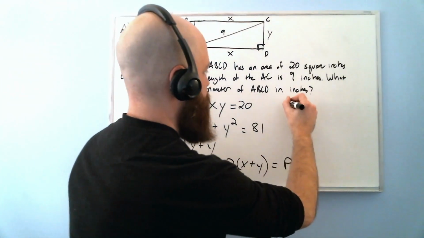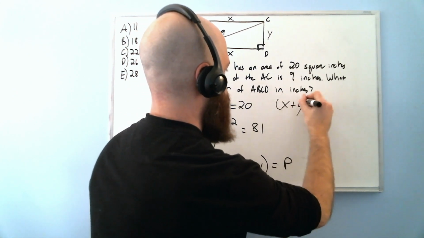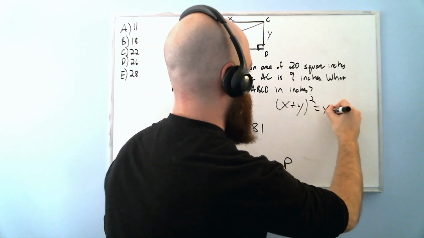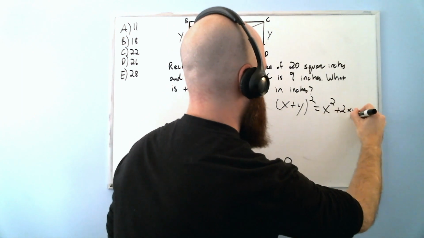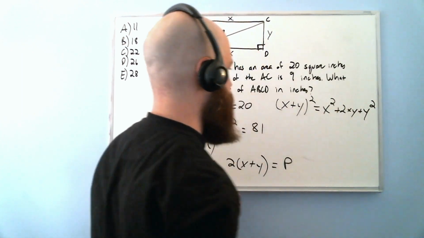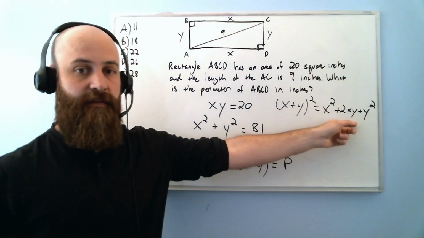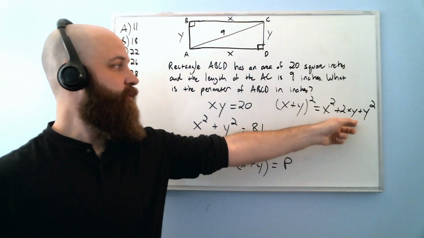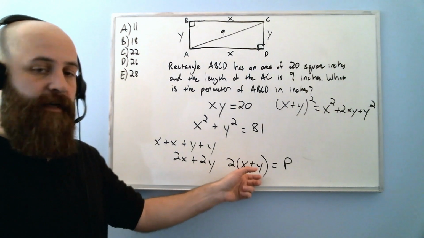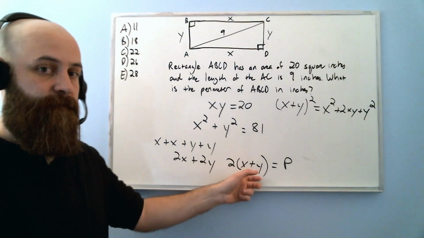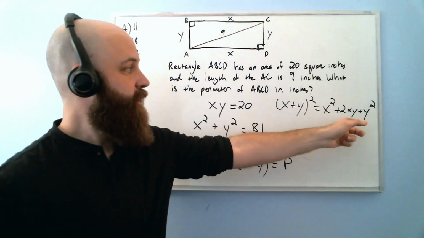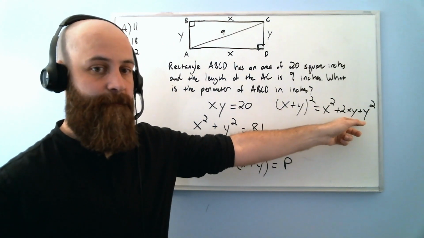Yeah, let's square it out. So x plus y squared equals x squared plus 2xy plus y squared. If I could find this, I could just take the square root of it and it would give me x plus y, and then I'd be in good shape to find the perimeter.